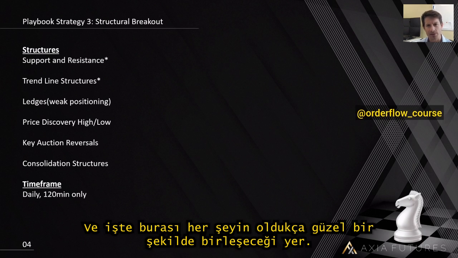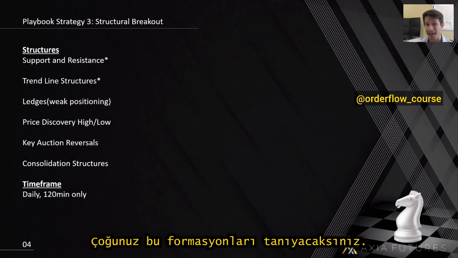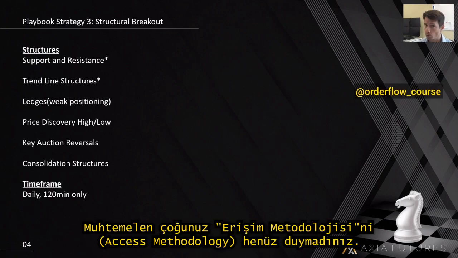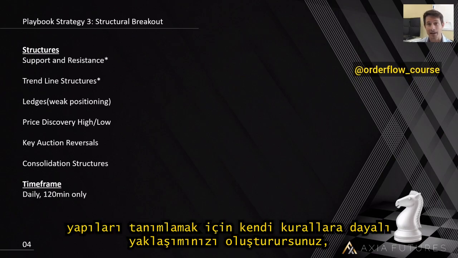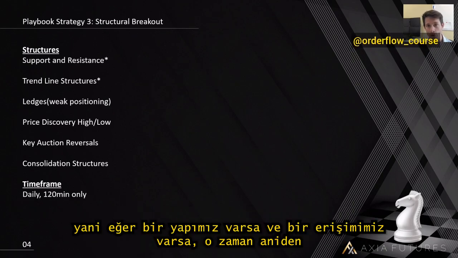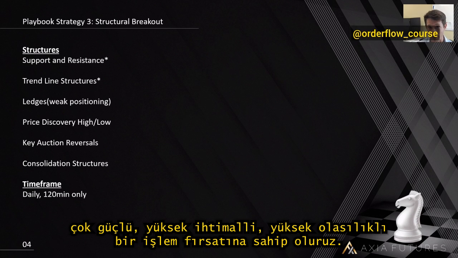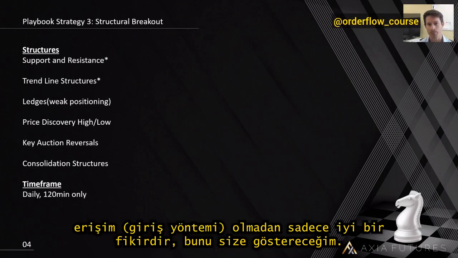Okay, and that's where this is all going to marry up quite nicely, because most of you will know these structures, most of you will recognize these patterns. Most of you probably haven't heard of the Access methodology yet, so I'm giving you now an understanding of the structure, and hopefully you can take it and create your own rules-based approach to defining the structures, but then marrying it with this new methodology called Access methodology, and following the rules-based approach that if we have a structure and we have an access, then suddenly we have a very powerful, high probability trade opportunity.